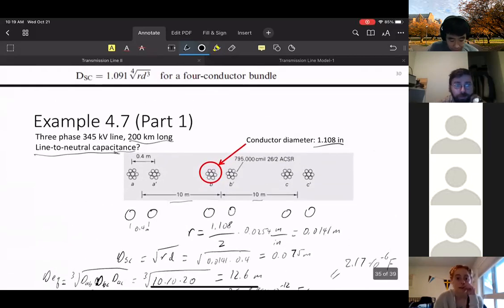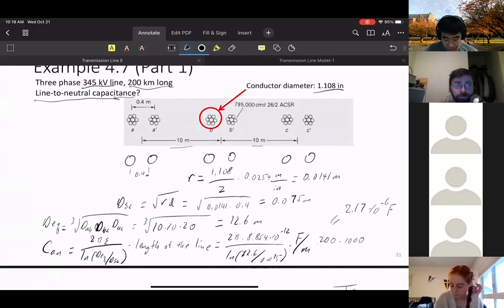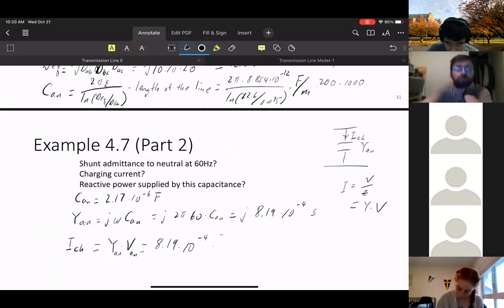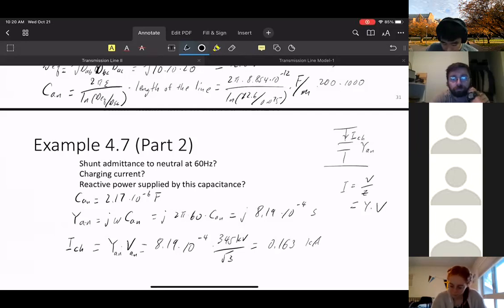We have a 345 kV line. What value should we use for V? Do we just use 345, or should we use some other value? Divide by square root of 3 to get the line to neutral? Right, we need line to neutral. Remember, this is A to N, a phase line to neutral, so we need the voltage to be line to neutral as well. So we convert this line to line voltage to line to neutral by dividing by root 3. This gives 0.163 kiloamps per phase, so for every phase we have 0.163 kiloamps going through this capacitor.